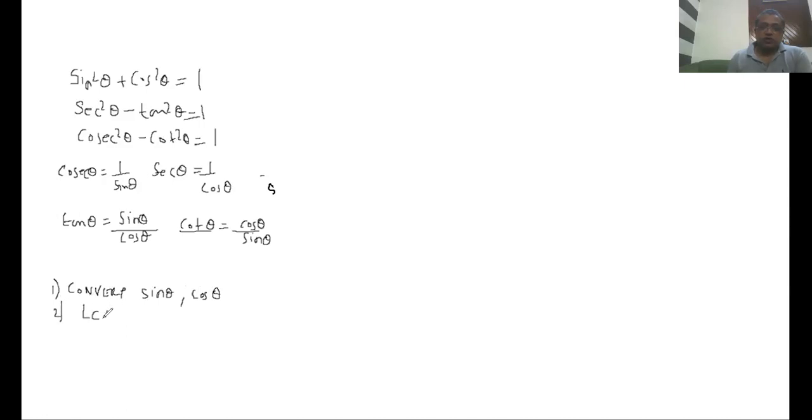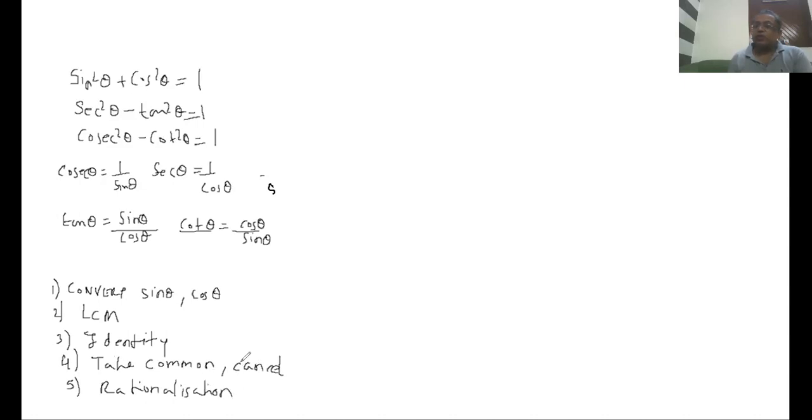Second step is to take the LCM. Always take LCM. Third step is to apply identity. It could be an algebraic identity or it could be a trigonometric identity. And then after applying the identity, you will take common and cancel whatever is coming common. And sometimes you will have to do a process called rationalization, which you did in class 9. That is rationalization of the denominator. Whenever there are roots, we do a process called rationalization.